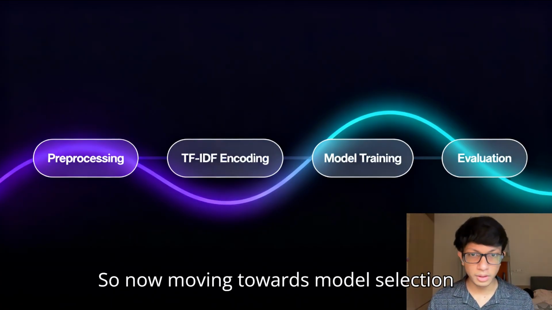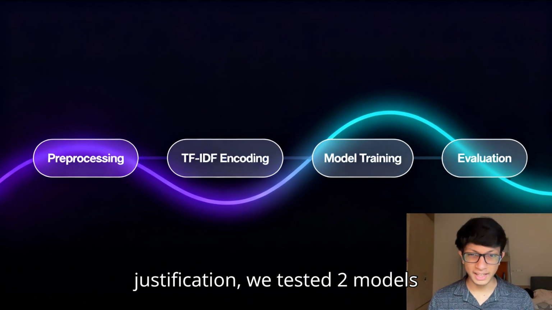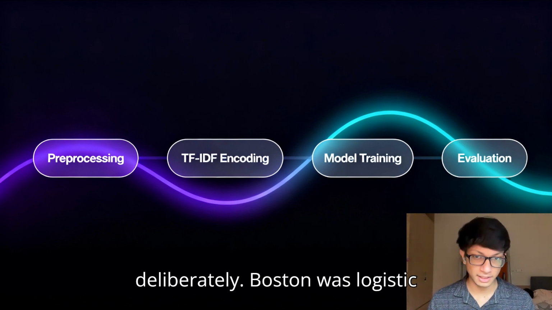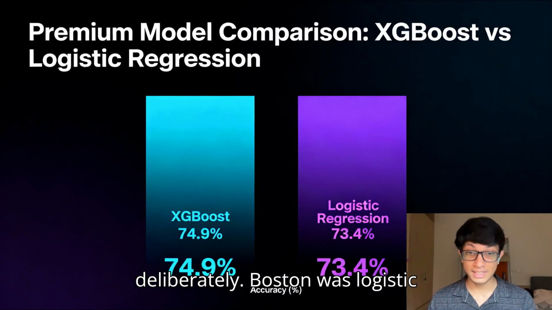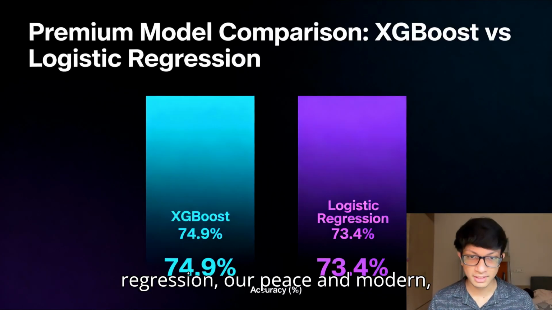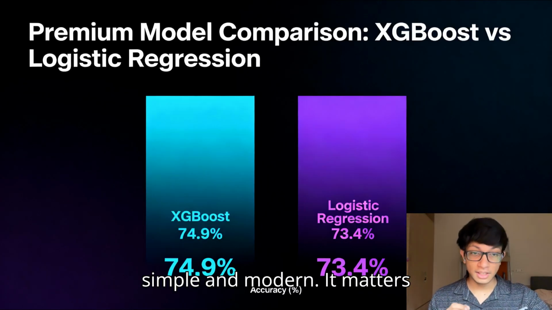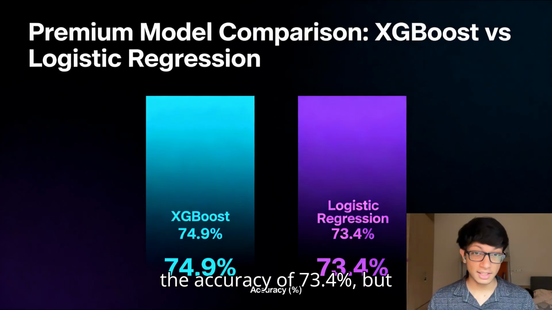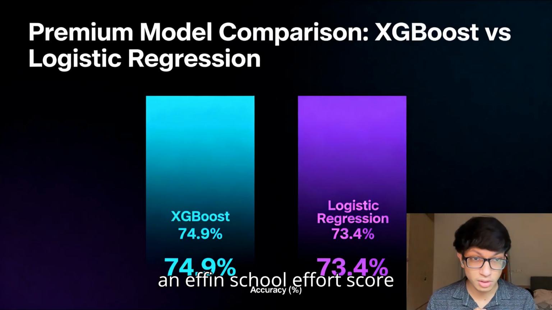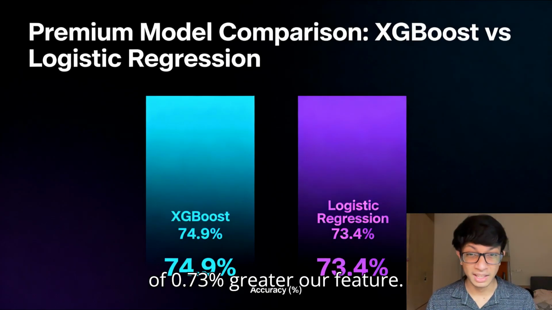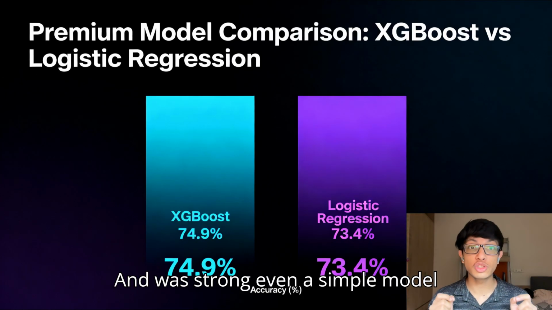Now moving towards model selection justification. We tested two models deliberately. First was logistic regression, our baseline model, a simple linear model. It gave us an accuracy of 73.4% with an F1 score of 0.73. This validated our feature engineering and was strong. Even a simple model performed this well.